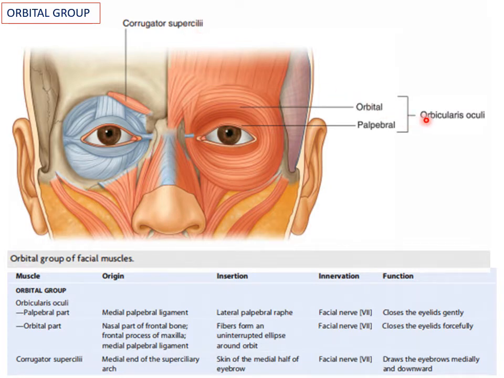The orbicularis oculi and the corrugator supercilii, both these muscles are innervated by the facial nerve. So we have done the orbital group. Now we will move to the next group.